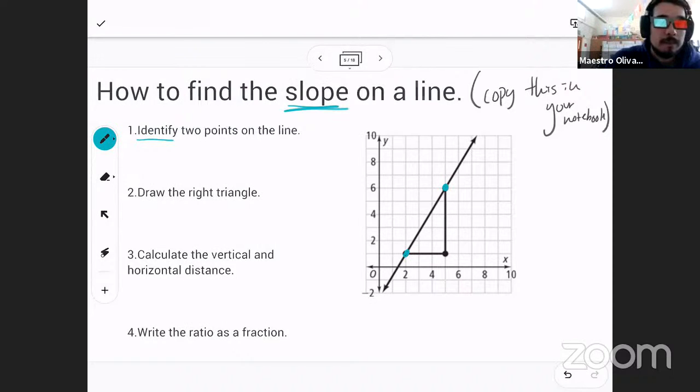You got to identify 2 points, and they have to be on the line. Here's my line. They got to be on the line. The second step is draw the triangle. Where's the triangle? Well, you get the 2 points you drew, and you draw a vertical line and a horizontal line. And that's my triangle. So far, all we've done is find 2 points and draw a triangle.